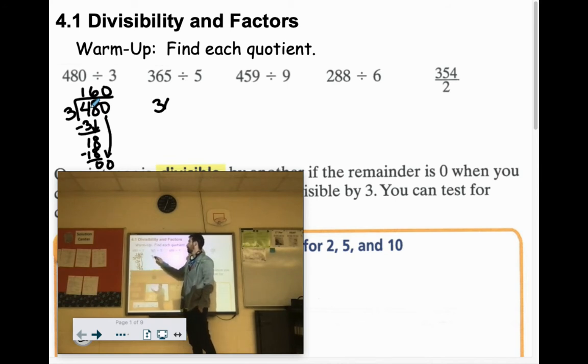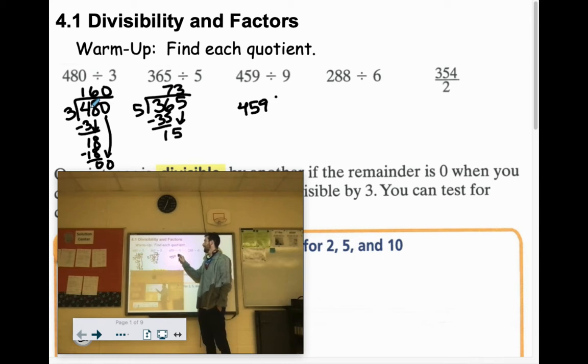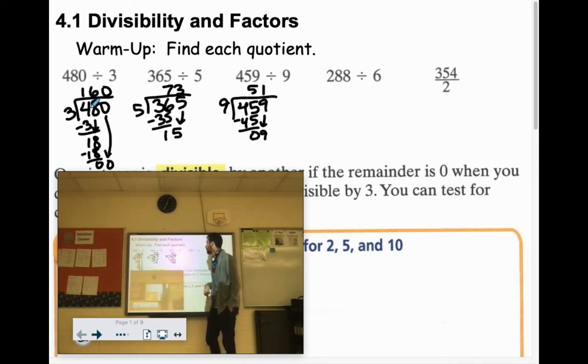365 divided by 5. 5 goes into 36 7 times. That'd be 35. Which leaves us 1. Bring down the 5. 5 goes into 15 3 times. So we get 73. All right. 459 divided by 9. 9 goes into 45 5 times. Subtract it, bring down our 9, and 9 goes into 9 1 time. So 51.